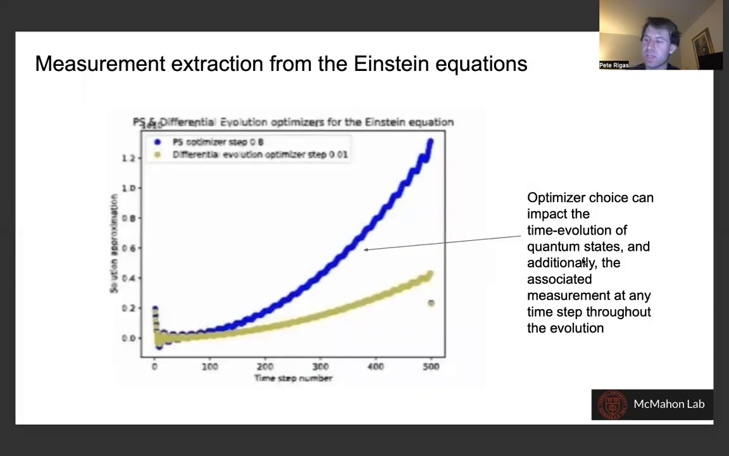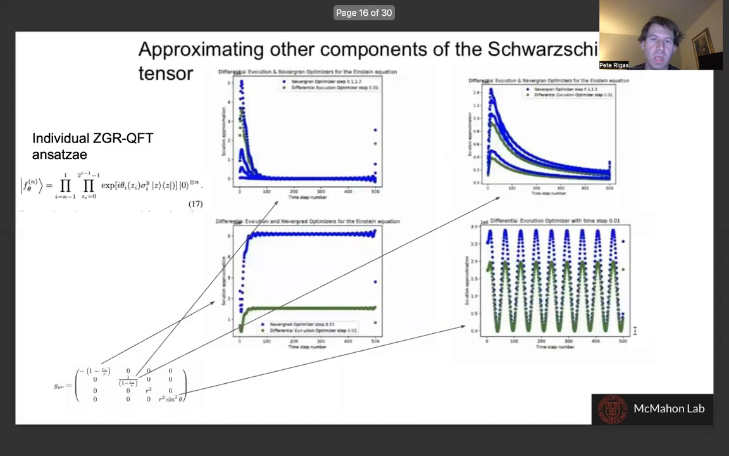And we can extract measurements from the Einstein equations, in which the optimizer choice can impact the time of all variational state and the measurement at any other time step of the evolution. And we can approximate all other components of the Schwarzschild solution, which are given by implementing different ZGR QFT ansatz for either obtaining a sinusoidal motion or a reciprocal of a power law.